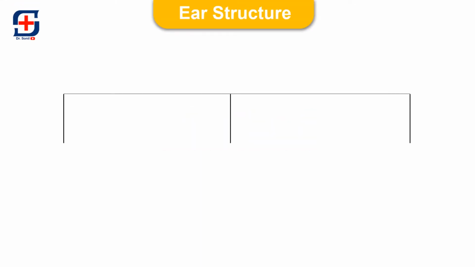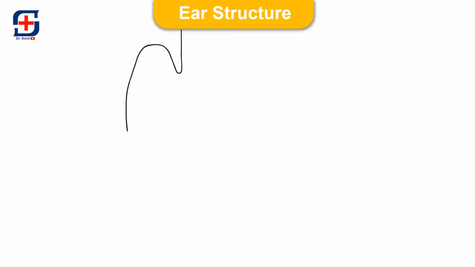Hello everyone, the human ear structure. The human ear is divided into three parts: outer ear, middle ear, inner ear. Let's discuss the outer part.